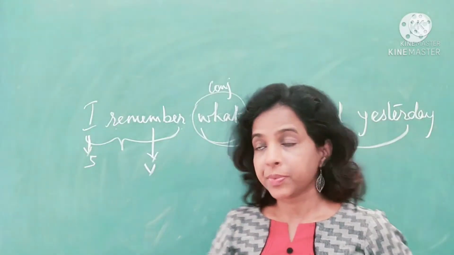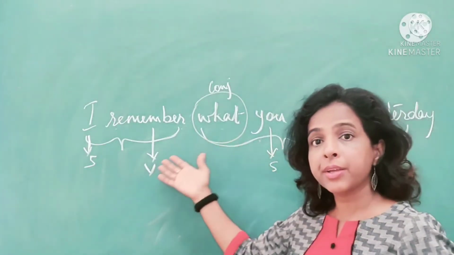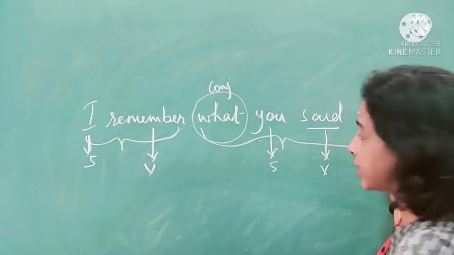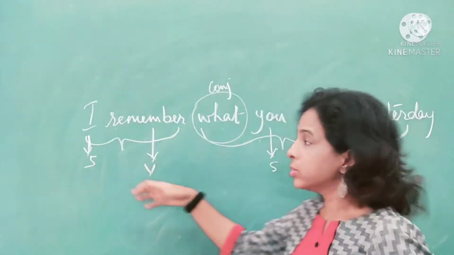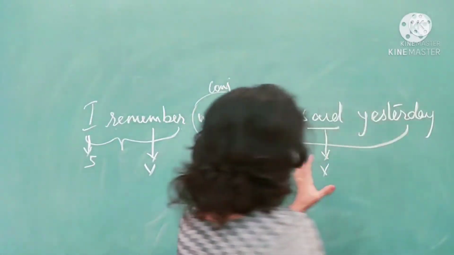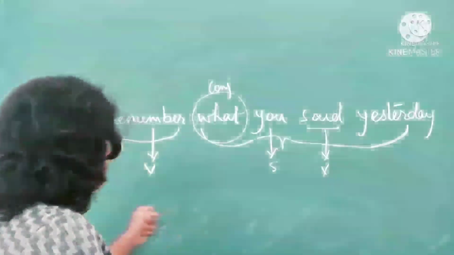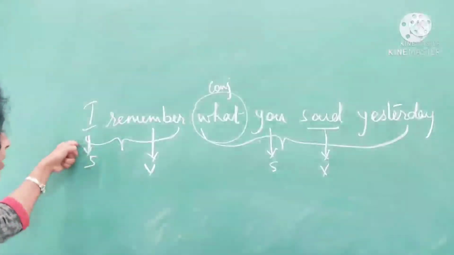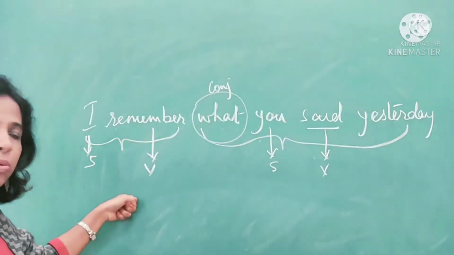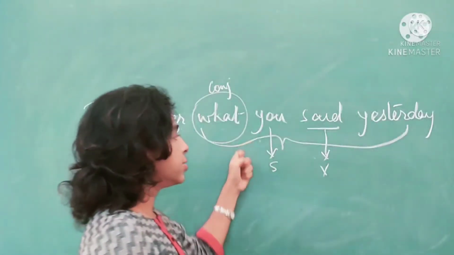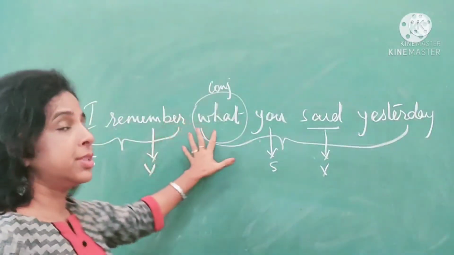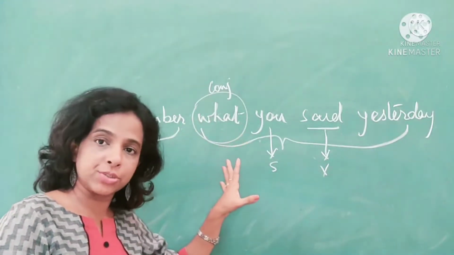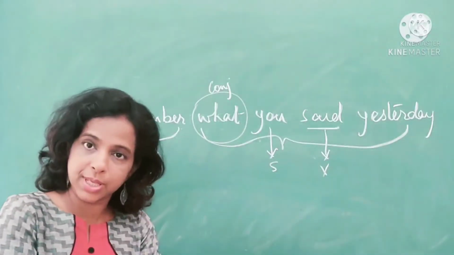For example, if you look at the sentence, I remember what you said yesterday. I remember is one clause and what you said yesterday becomes the second clause. Now if you look at I remember, I is your subject and remember is your verb. You is your subject in the second clause and said is your verb. What here plays the role of a conjunction to join both these two clauses together.